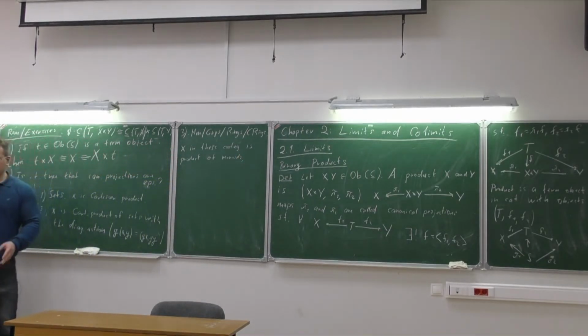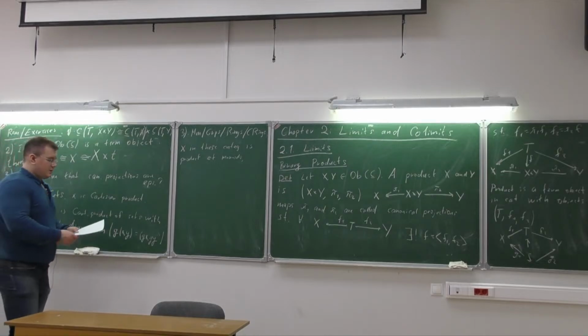You take the Cartesian product of the sets again, right? And whenever, for example, say groups, this is how you define the product of groups in the first semester. You just take the Cartesian product of two groups, and then you define the product on this Cartesian product component-wise. So again, you can check that this is indeed a product.